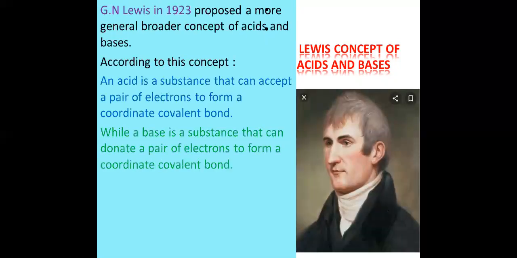The next concept is the Lewis concept of acids and bases. G. N. Lewis in 1923 proposed a more general, broader concept of acids and bases. According to this concept, an acid is a substance that can accept a pair of electrons to form a coordinate covalent bond, while a base is a substance that can donate a pair of electrons to form a coordinate covalent bond. It means acid is an electron pair acceptor and base is an electron pair donor.